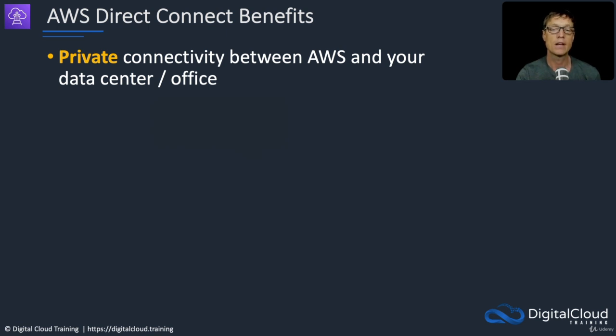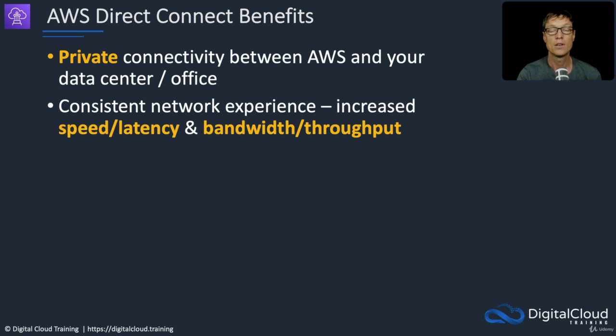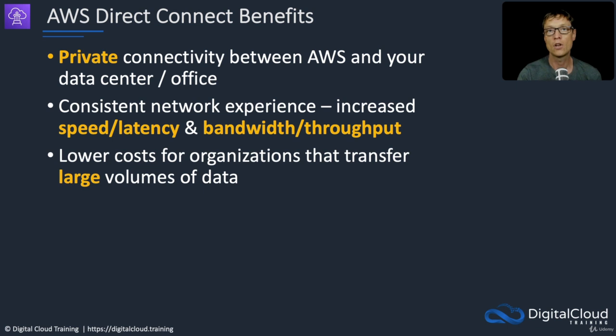You get private connectivity between AWS and your data center or office. You get consistent network experience. That means you can get increased speed and lower latency and consistent latency, and you can get improved throughput and high bandwidth. It can lower costs for organizations that transfer a large volume of data.